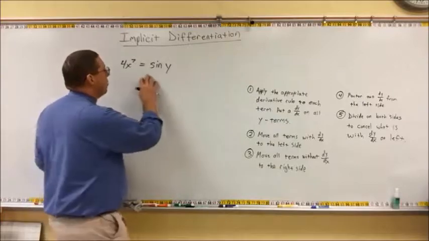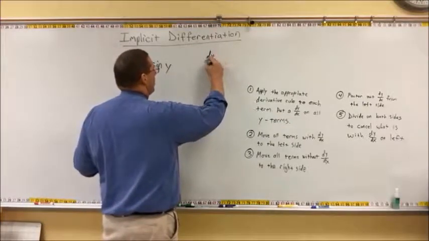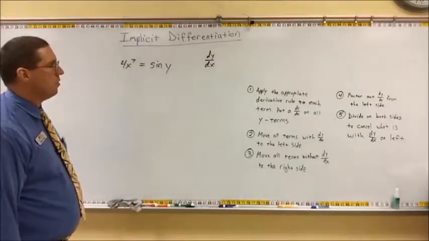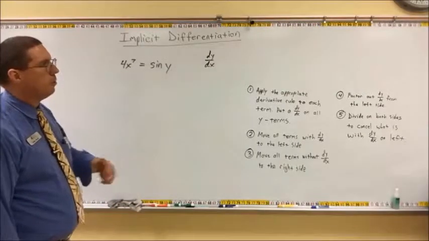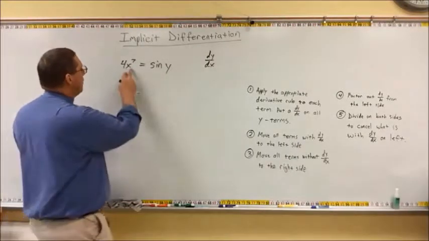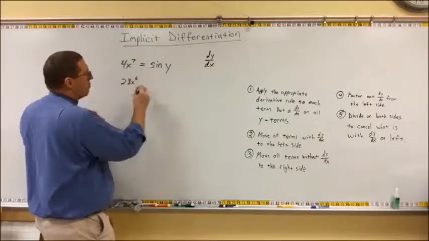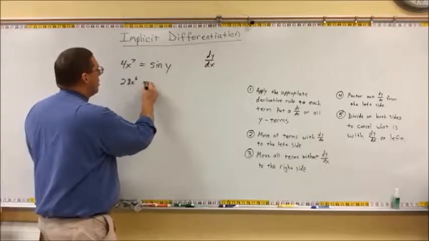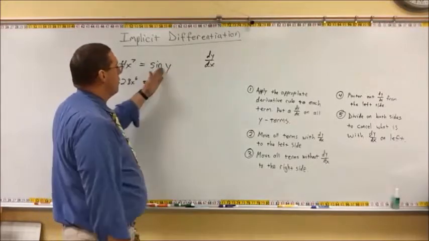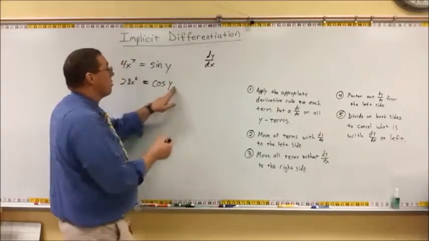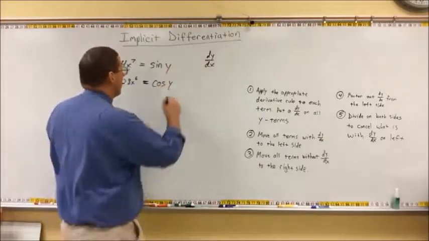If I want to find dy/dx in this case, I'm going to follow my procedure. Apply the appropriate derivative rule to each term. If it's a y term, put a dy/dx on it. Well, the derivative of this part right here is just going to be 28x to the 6th. It's an x term, so nothing special there. Here we have sine of y, and the derivative of sine is cosine, so I'm going to do cosine of y, and because it's a y term, I'm going to put a dy/dx on it.